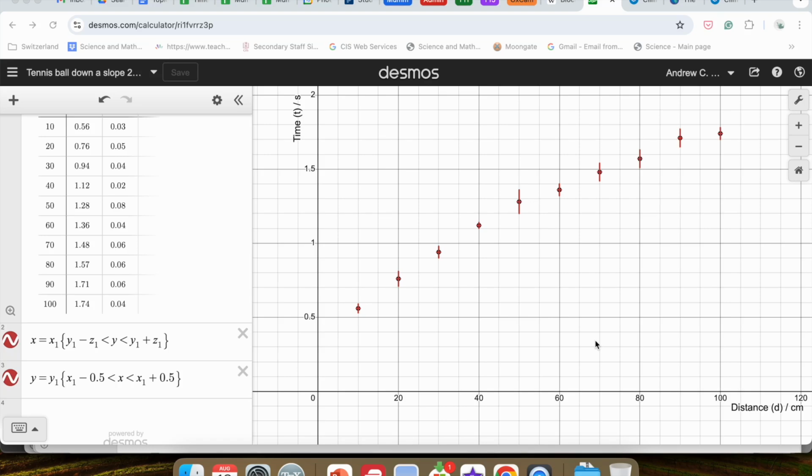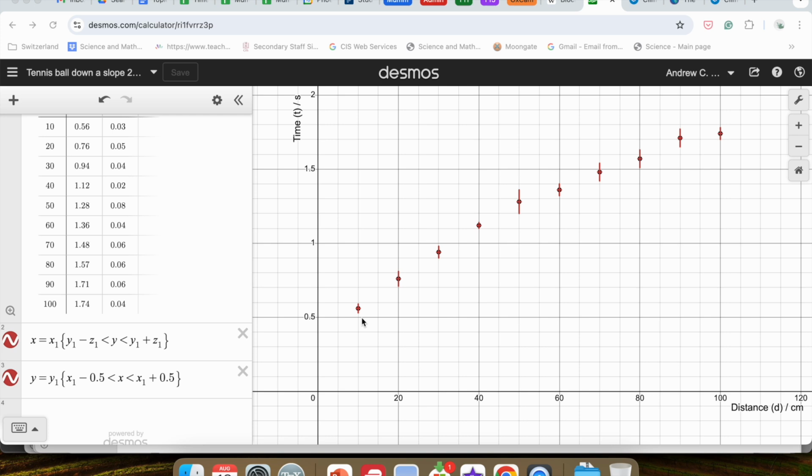Okay, hi folks. So in this video, we're going to be drawing mathematical models in Desmos. So remember in class, we performed a very simple experiment. We took a tennis ball and we rolled it down a slope. And we changed the distance that it rolled down the slope. That was our independent variable. And then we measured the time it took for it to do that. That was our dependent variable.